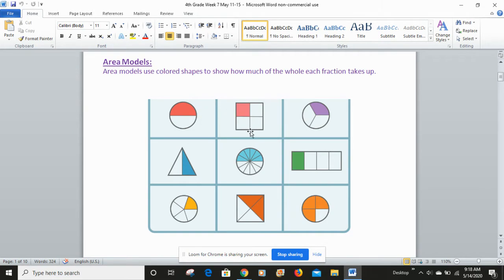On this square right here, the total number of pieces is 4. How many are shaded? 1. And we can keep going. Pretty easy to see. 1/3, 1/2. This one has a few more parts to it, so there's 12 altogether in this circle. So 6/12s, or it looks the same as this one, so 1/2.